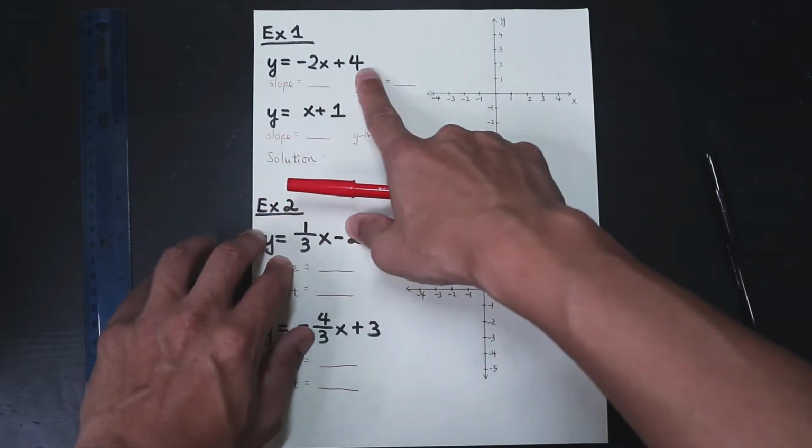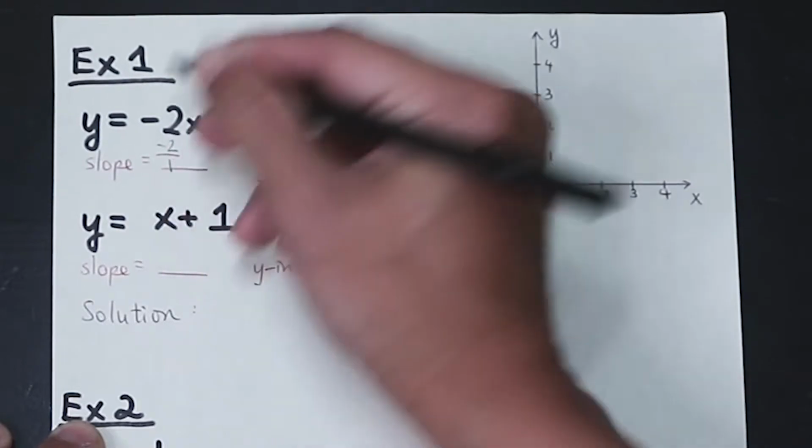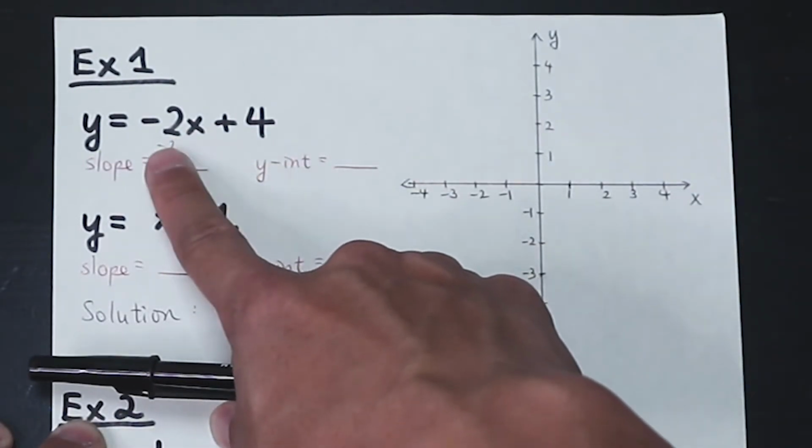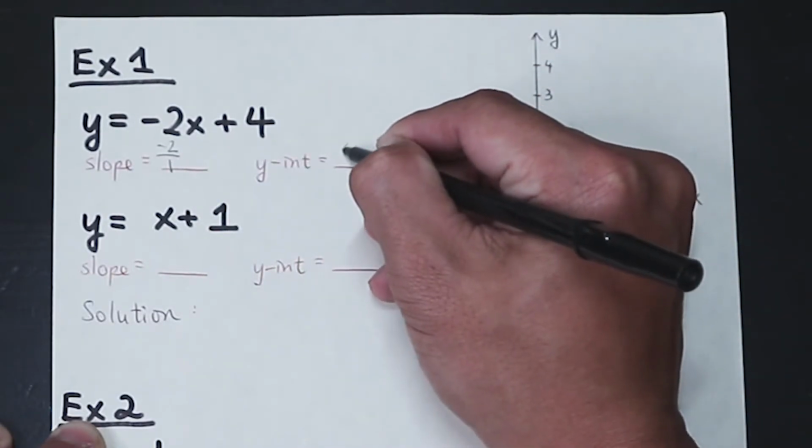Well, let's take a look at the first equation. I know that the slope is going to be negative 2 over 1 because the number in front of the x is negative 2. So you're going to write negative 2 over 1. And then the y-intercept is positive 4.